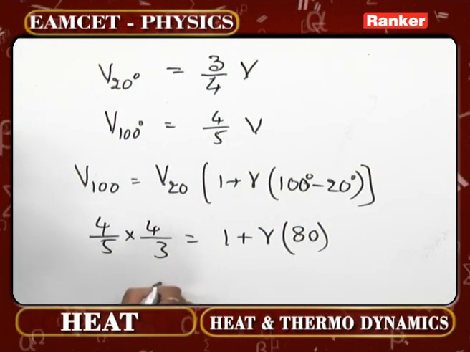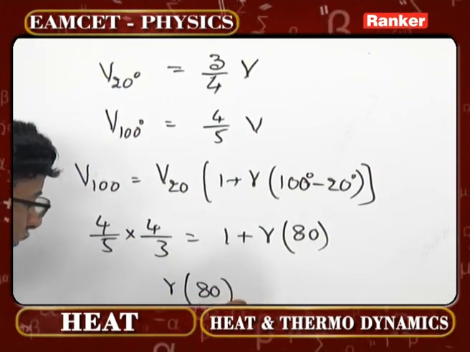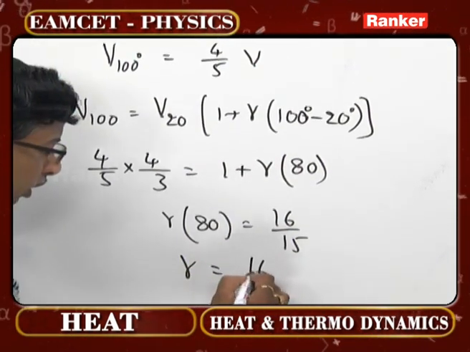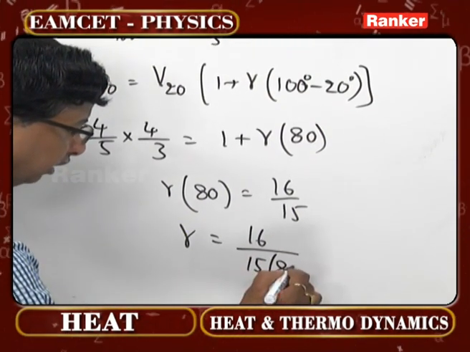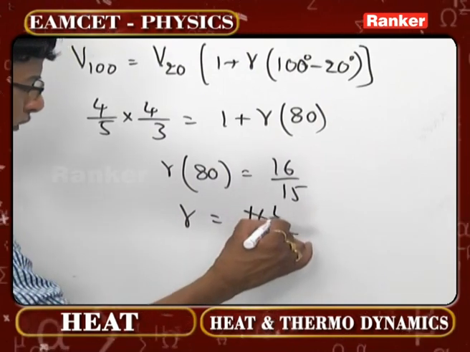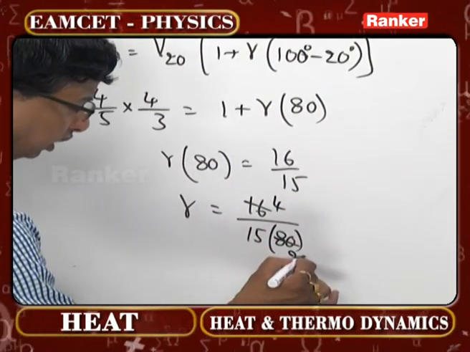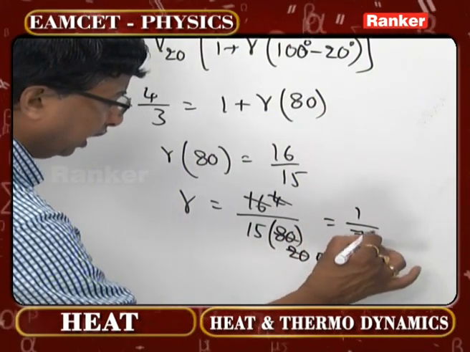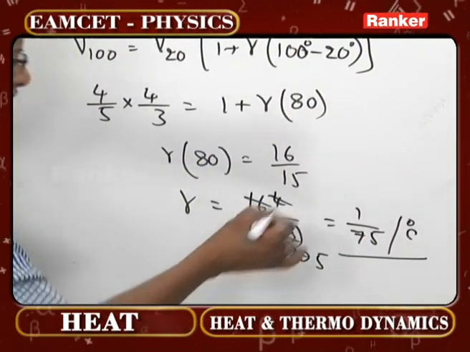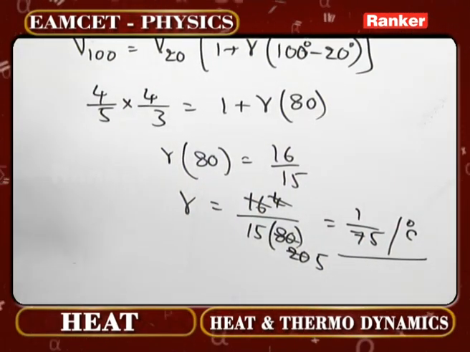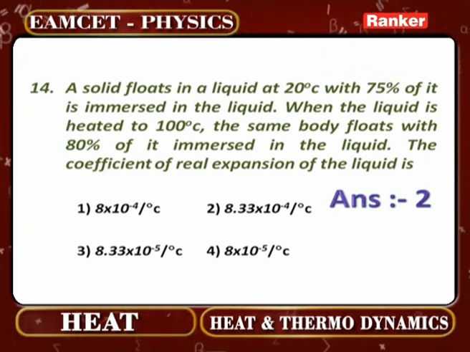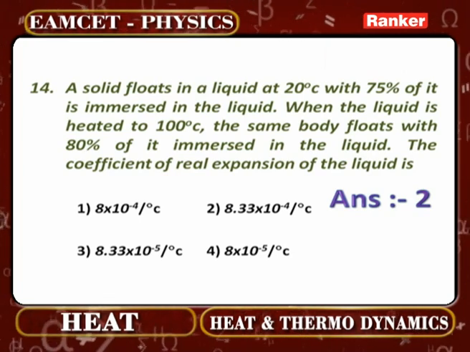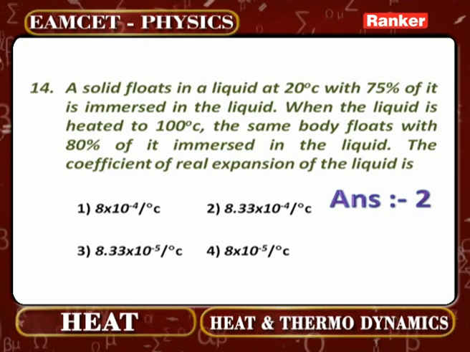Now check this one carefully. Gamma times 80 is equal to 16/15. Now you can write gamma is equal to 16/15 into 80. You can directly take 4 times 4 here and 20 times 5 here. So what is this? 1/75. Whatever value you get, that will now be your answer. Directly multiply the things over there and finalize, and you will get exactly 8.33 into 10 power minus 4.